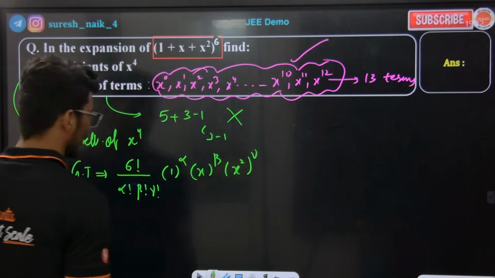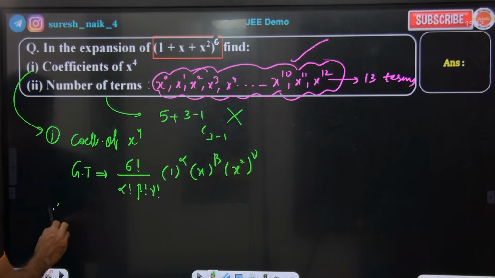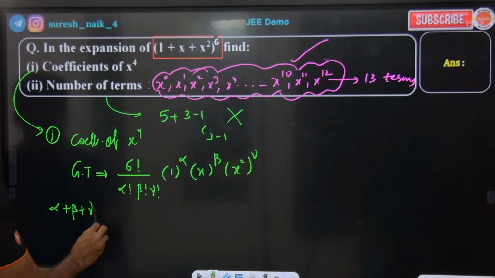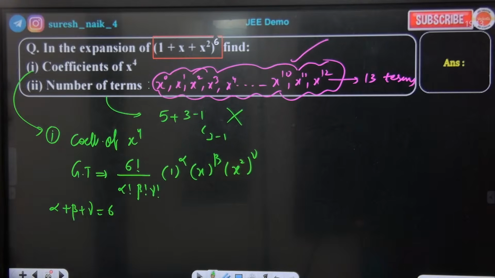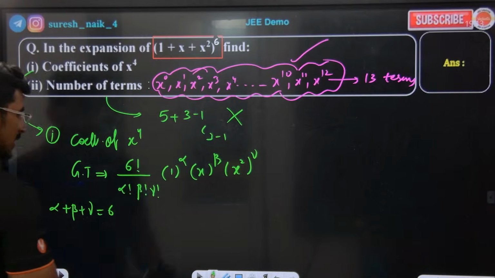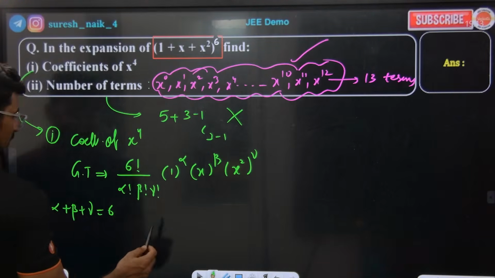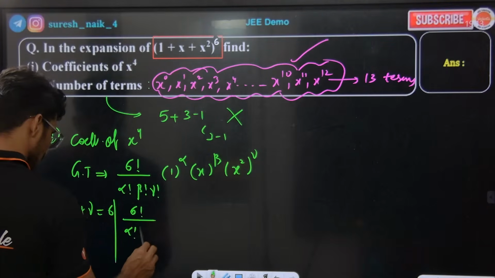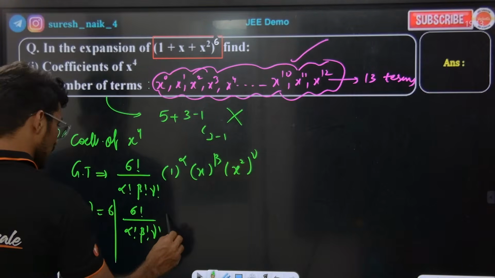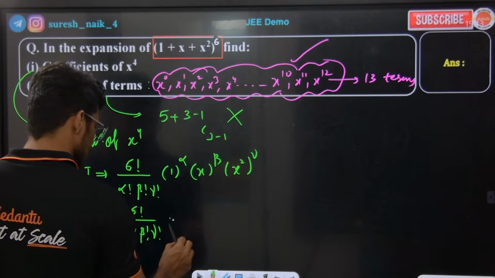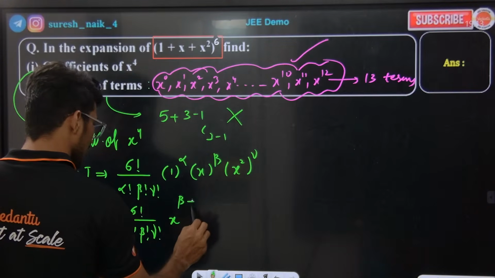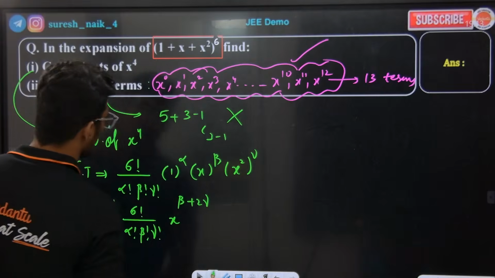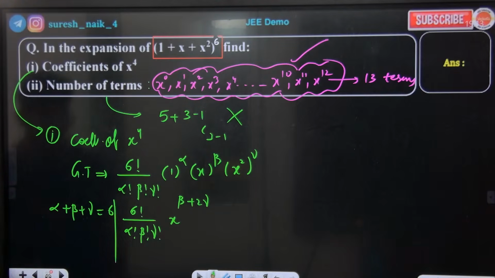First, study here. Tell me, alpha plus beta plus gamma is equal to 6. Yes or no? 100% correct, sir. So next, 6 factorial as it is, alpha factorial, beta factorial, gamma factorial. 1 to the power of alpha is alpha only. So x to the power of what? Beta plus 2 gamma. Yes or no? And the coefficient of x to the power of 4 we want, right?